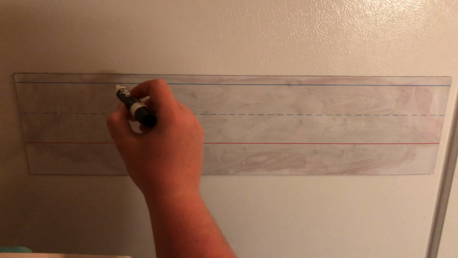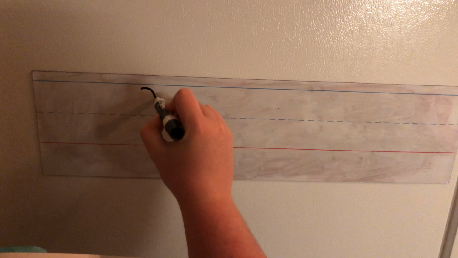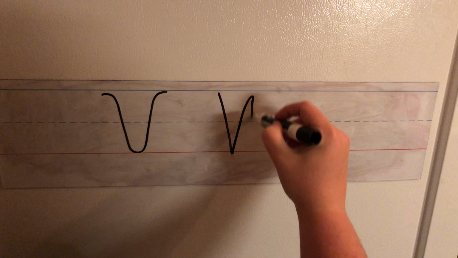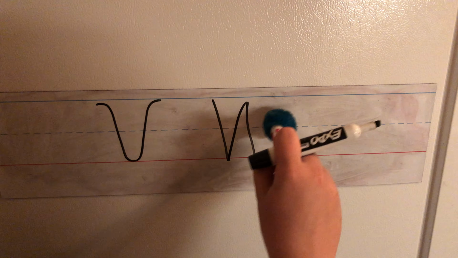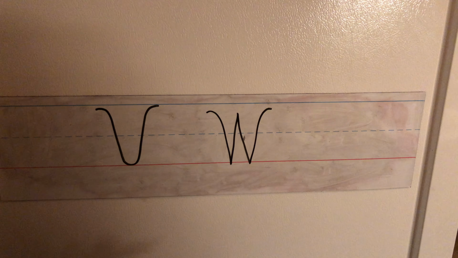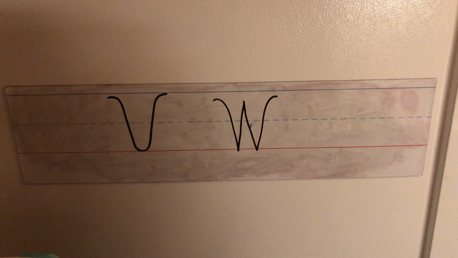V and W start at the top with slanted down lines, finishing with slanted upswings at the top that do not connect to the next letter. V and W. So this is our V, and this is our W. Ooh, let's redo that. Kind of like that.